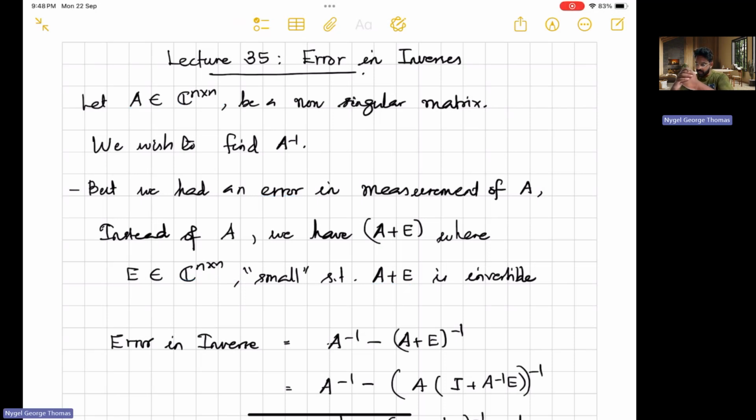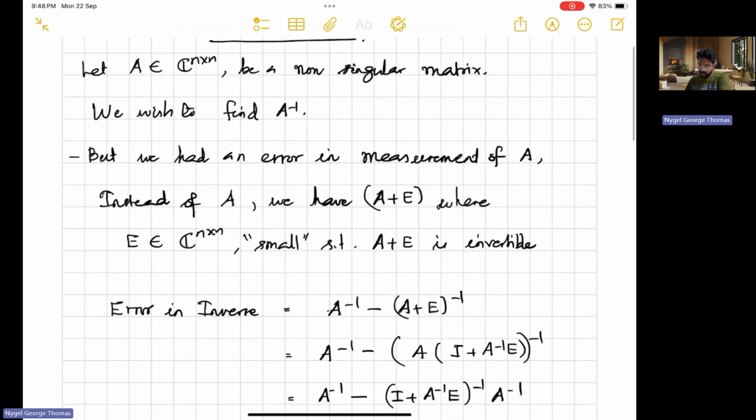Okay, now let's look at the topic error in inverses. The context for this is, suppose we have a matrix A, which is in C^(n×n), a non-singular matrix, and we wish to find A inverse. But we don't actually have access to the exact A.